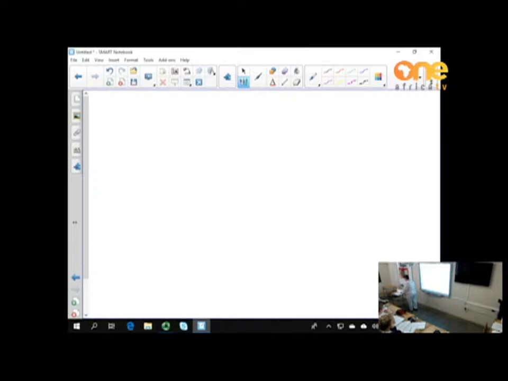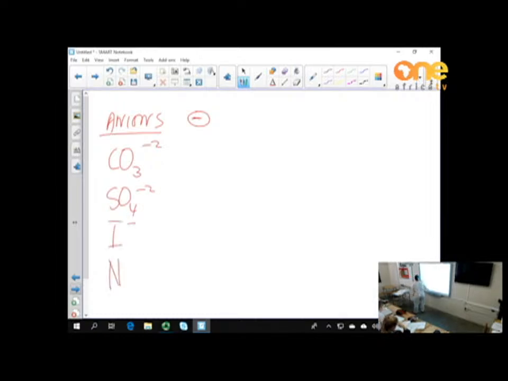Okay, the next thing that we have to have a look at is the anions. Now the anions are negative ions, and the ones that we must have a look at are carbonate and sulfate and iodide and nitrate. Is there chloride as well? Yes, chloride as well. Let's do it over there.